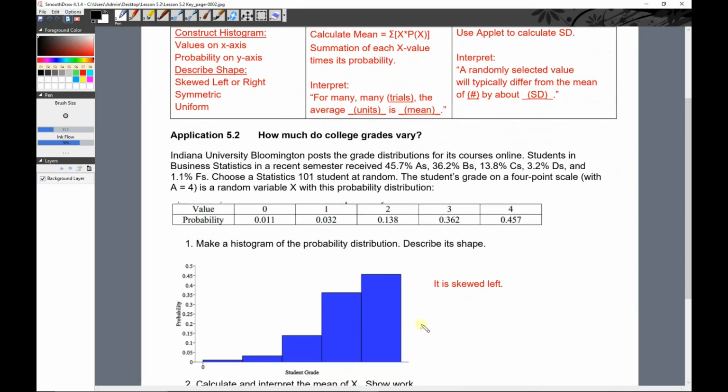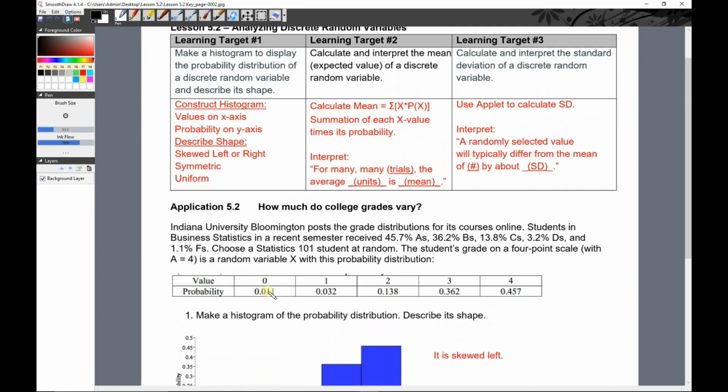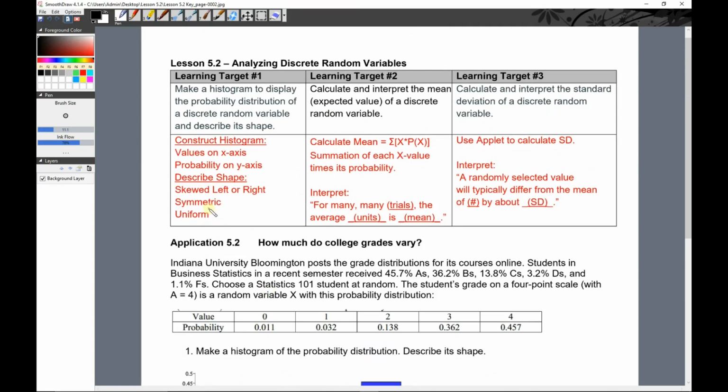Like for here, this is skewed left. So it's either skewed left or right, or it's symmetric, or it could be uniform. Uniform kind of looks like a rectangle. So that's what you have to do for your histogram. Learning target 2 is to calculate and interpret the mean. Now, it's also called expected value. So if they say, what is the expected value of blah, blah, blah, that means find the mean. So find the mean or expected value of a discrete random variable.